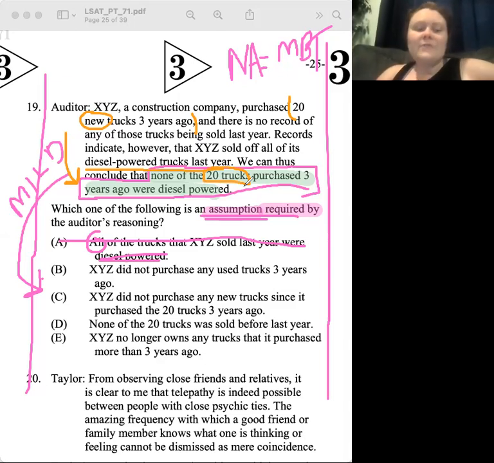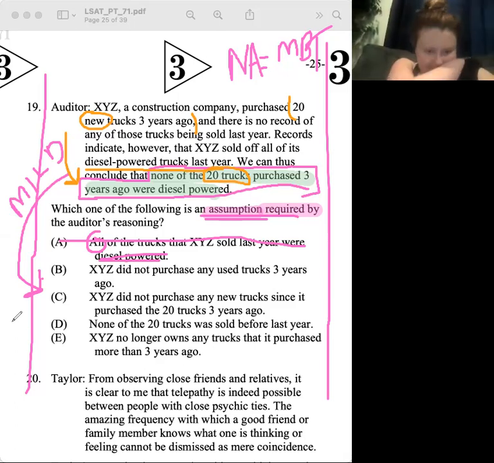Okay, so go ahead and read the answer choices now and let me start with E. XYZ no longer owns any trucks that it purchased more than 3 years ago. We're not really looking for anything beyond 3 years ago. Right, excellent.